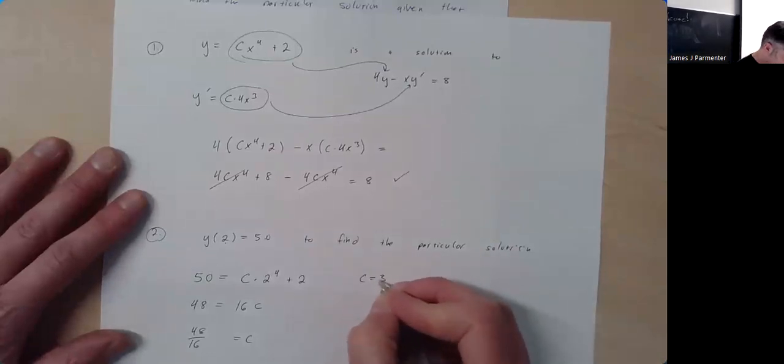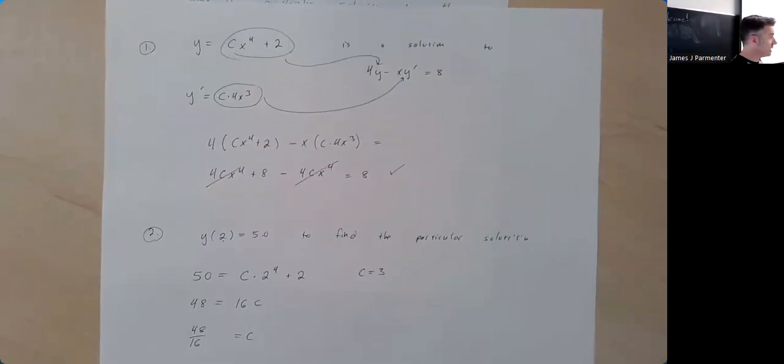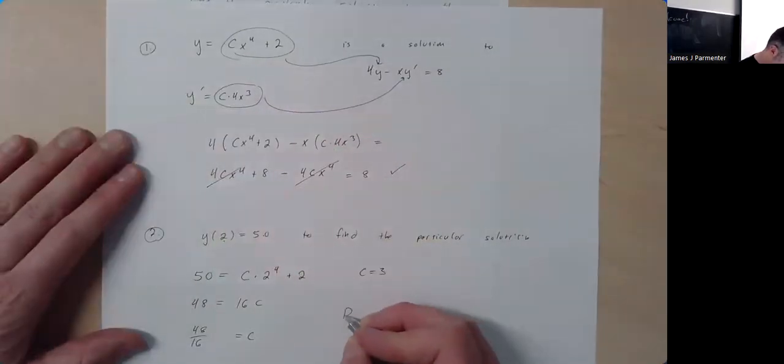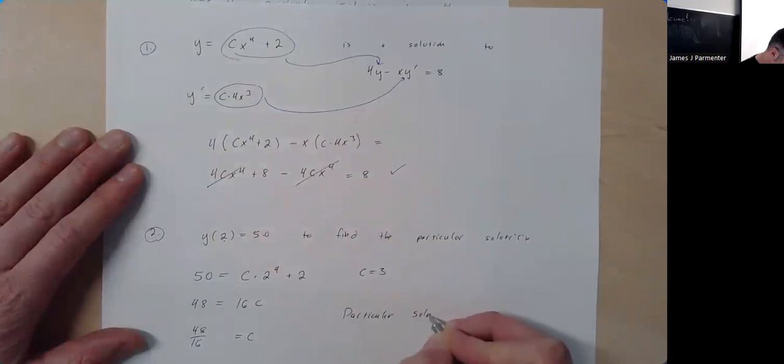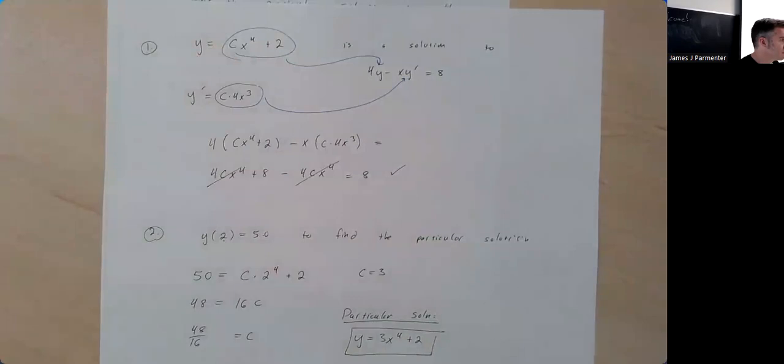So c is equal to 3, and then you have to remember we're not done at this point, right? If you're trying to find the particular solution, you have to take that constant value and substitute it back into your general solution. So our particular solution is y equal to 3x to the fourth plus 2. Questions about that? Not too terrible usually.